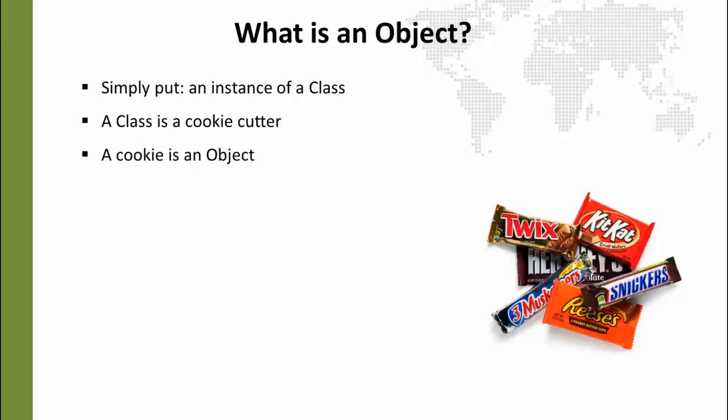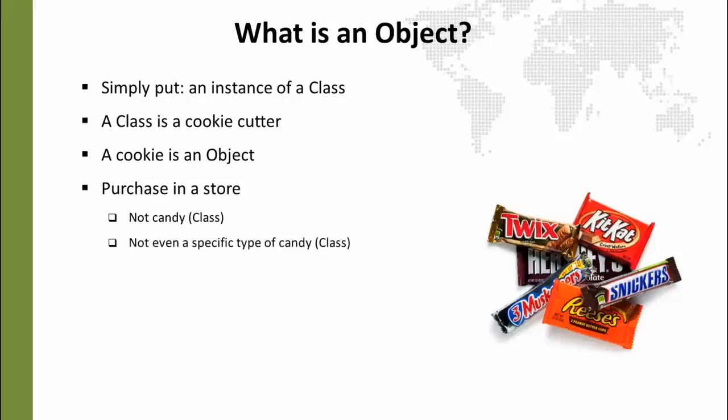So another way to think about this is a purchase in a store. Now if you went to a store and you said, I want some candy. Well, that's not an object, not candy. Candy is a class. If you just said, I want candy, the person selling the candy might say, you need to be more specific than that. I want a specific type of candy. Well, that's still not even good enough of a definition.